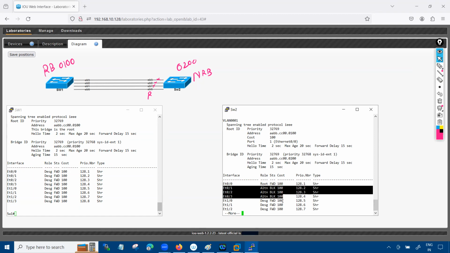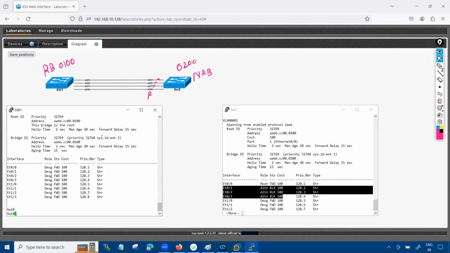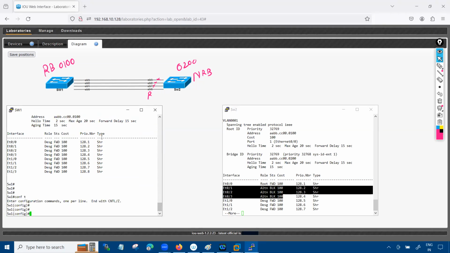That's a problem. I cannot send the data traffic from this particular interface, and I cannot receive the data traffic from this particular interface. So it's a wastage of particular link bandwidth, right? So what can I do about that? The first thing, I'm not going to change any behavior.